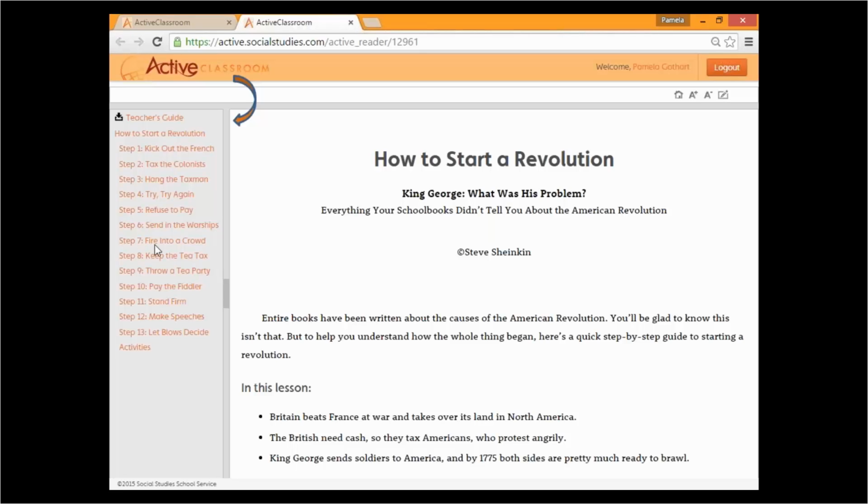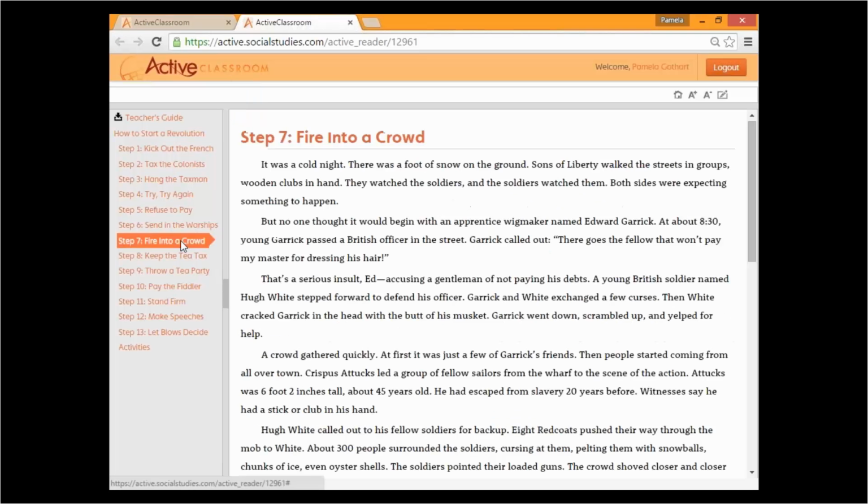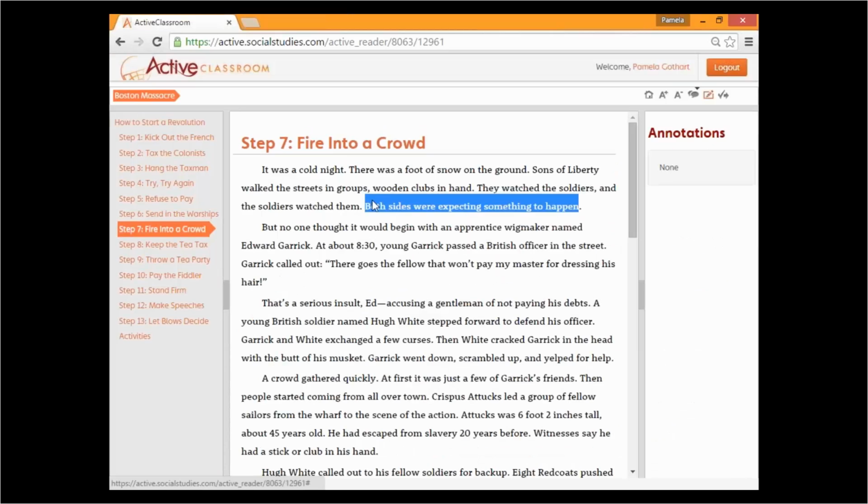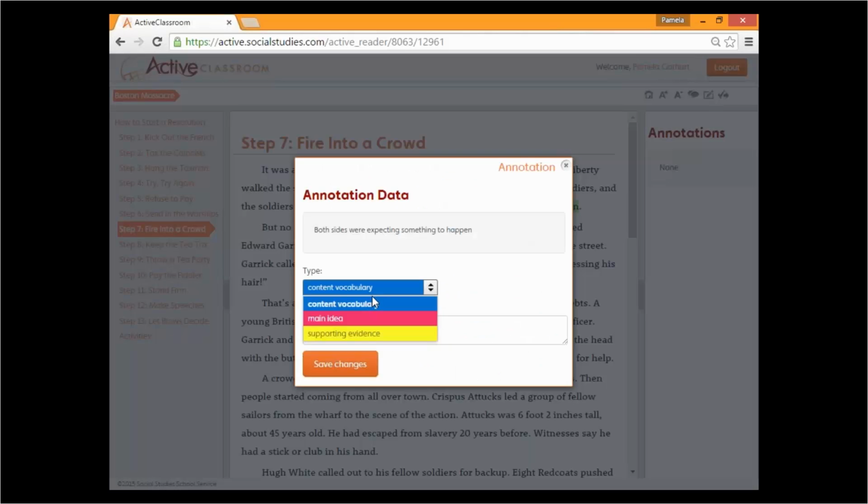Let's go here to step 7 and just use Fire into a Crowd. We're going to use just the text that is appropriate for the Boston Massacre. I'm going to ask my students to read this and highlight based upon the information that I've given them. In order to highlight, students will drag their cursor across a portion of text, and then you'll come up to this pen and paper icon, click on that icon, and now you have to decide, does the portion I highlighted constitute content, important vocabulary, main idea, or supporting evidence? For the text I've highlighted here, I'm going to say main idea.